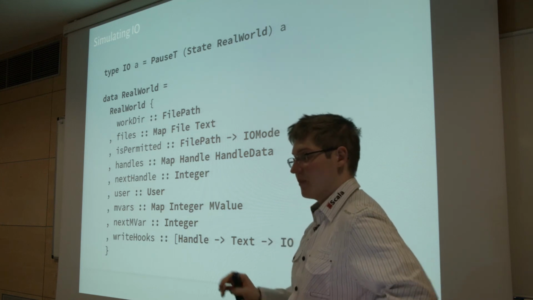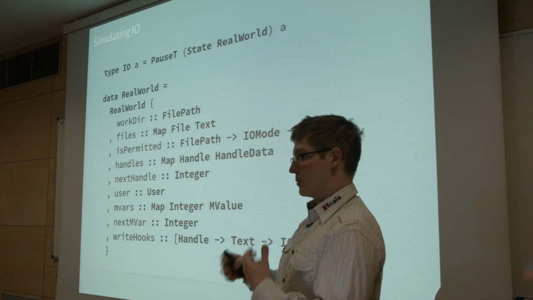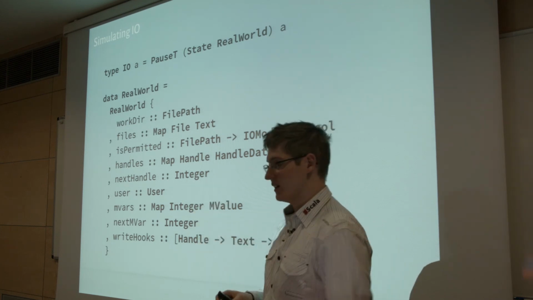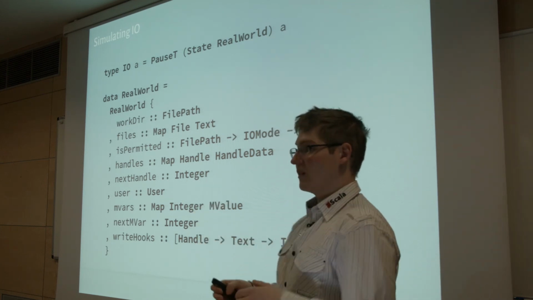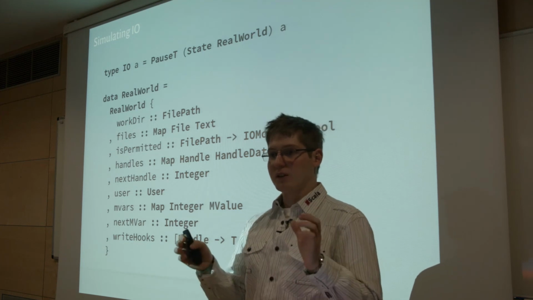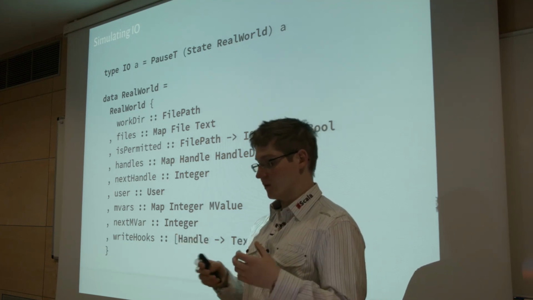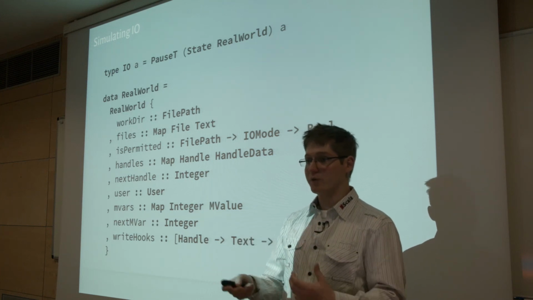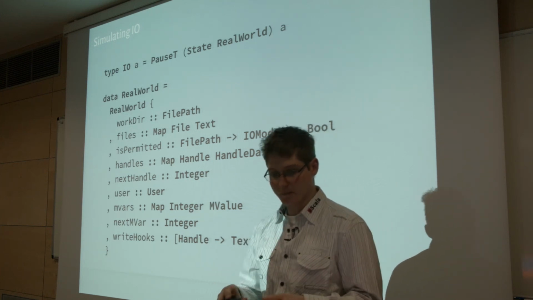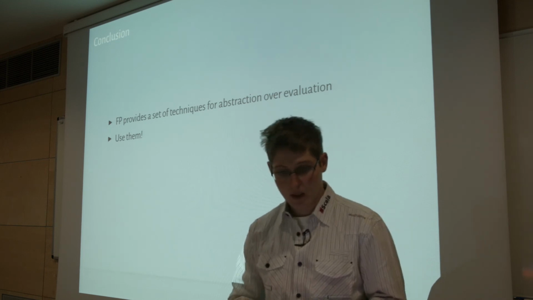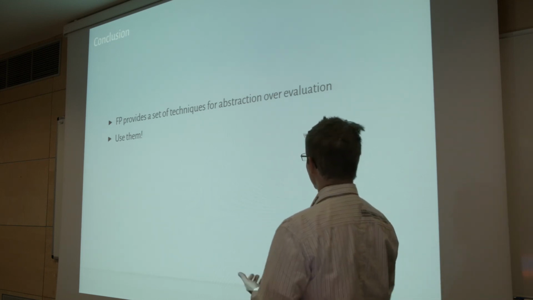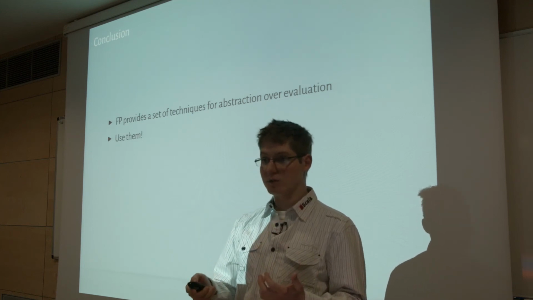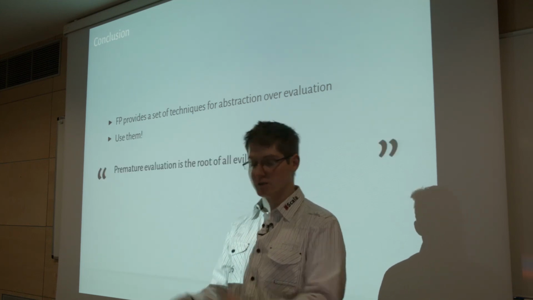And if you now wrap this into this free monad, which I've shown you, which I've told you to ignore in the code before, then you can actually generate an I/O system which stands completely on its own, which is completely independent from the I/O representation in Haskell. So conclusion, FP provides a set of techniques for abstraction over evaluation. Use them. And as Donald Knuth not said, premature evaluation is the root of all evil.